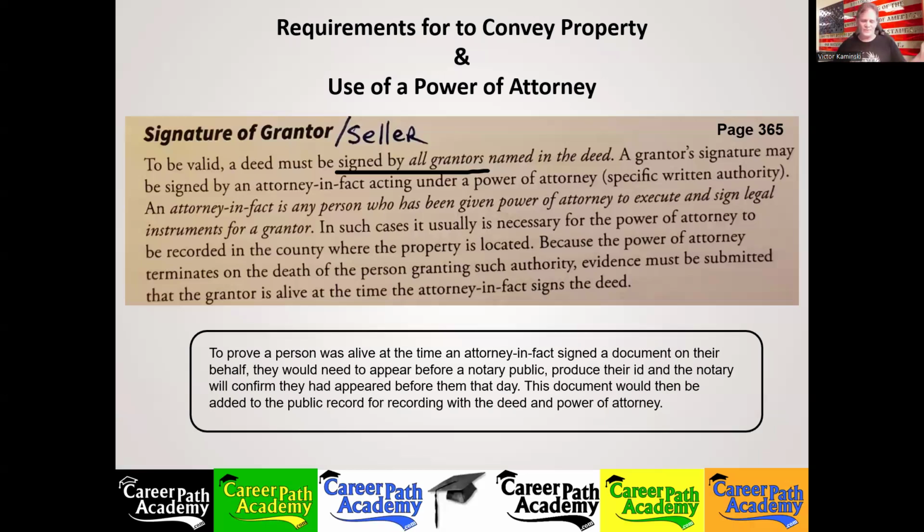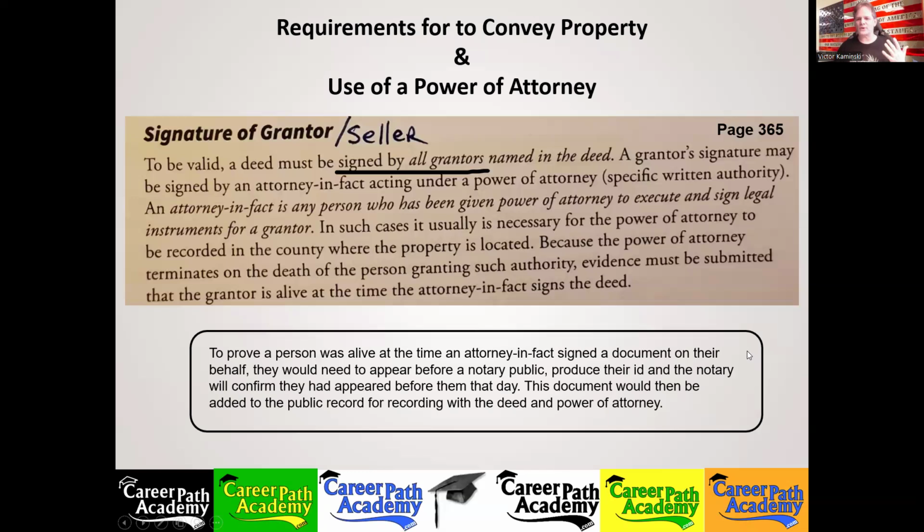You gave the authority to someone else, and we just need to make sure that person still had the authority, and they'll still have that authority as long as you're alive, right? So we just need to make sure you're alive. That's what that's about. And then all those documents get added to the public record. Interesting little factoid there.